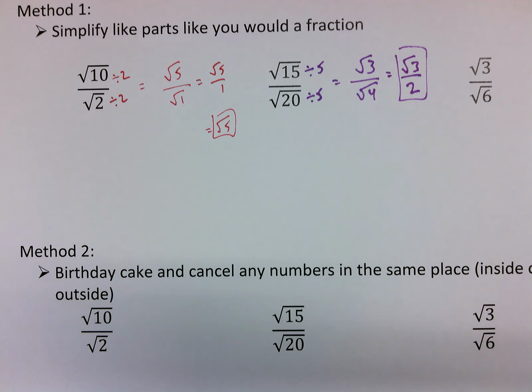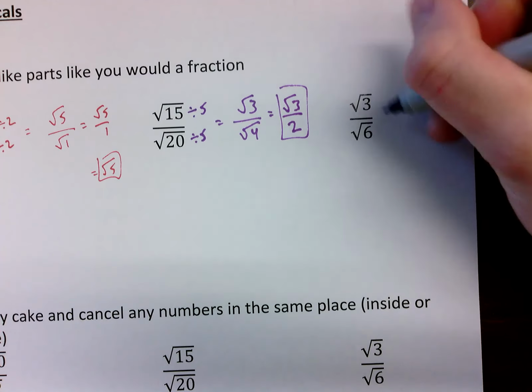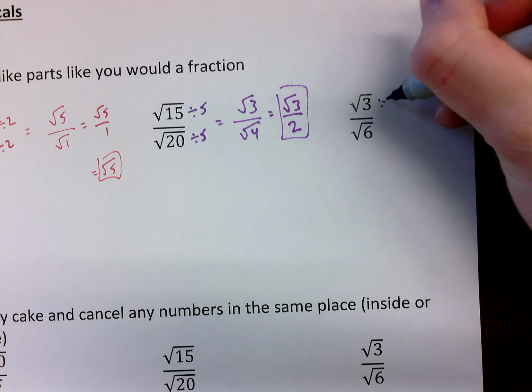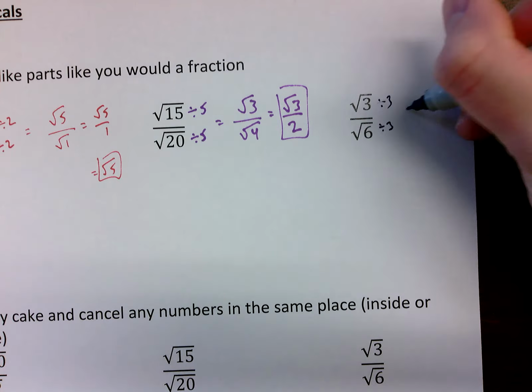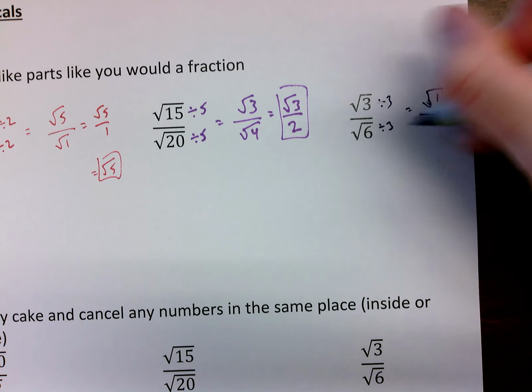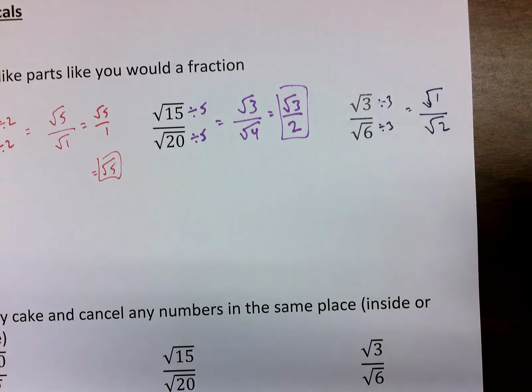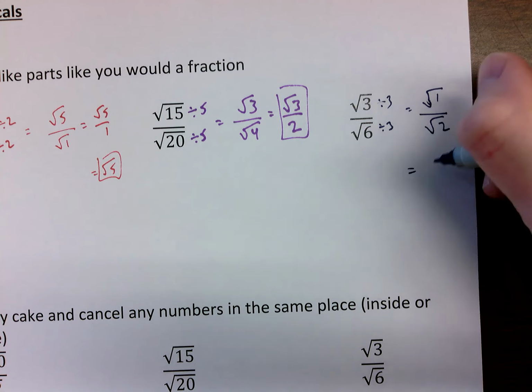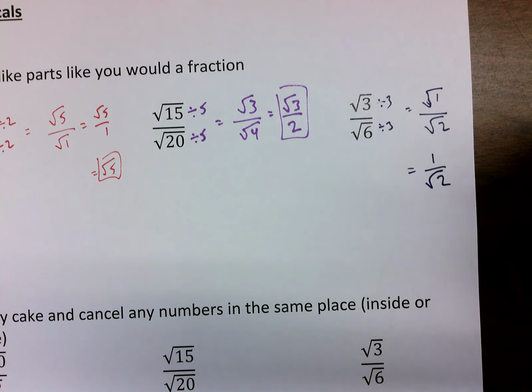All right, and then we've got a third one here. So square root of 3 over 6. And I'm noticing 3 will go evenly into both of those. So I'm going to divide top and bottom by 3. That gives me the square root of 1 in the top and the square root of 2 in the bottom. And I'm noticing that 1, that's a perfect square, right? So the square root of 1 is just 1. So it'll be 1 over root 2.